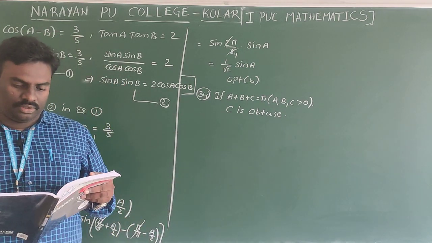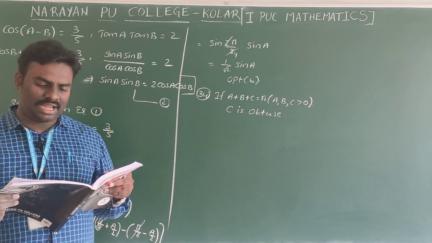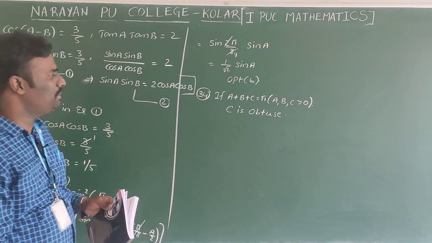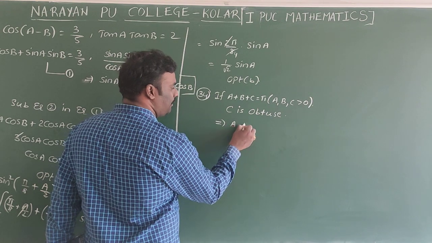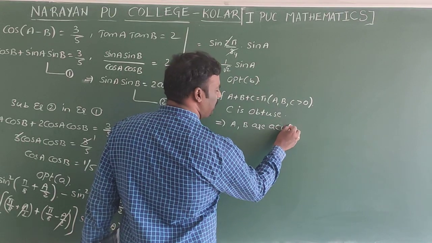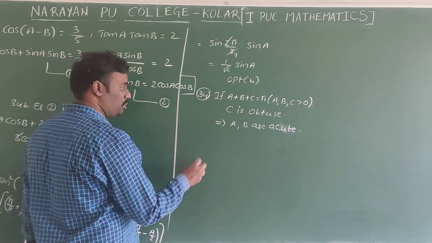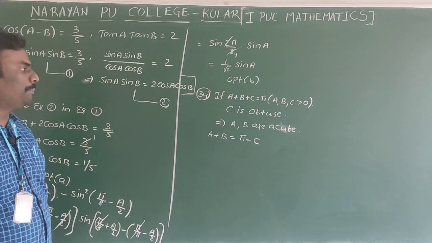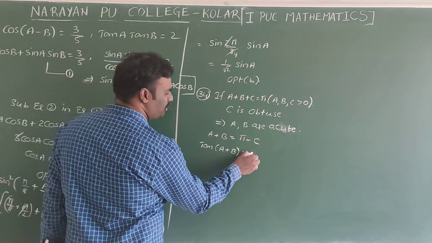Okay. Now, in this, we need to find the value of tan A tan B: greater than 1, less than 1, or equal to 1. Okay. Now, if C is obtuse, then A and B are acute angles. Now we got A plus B plus C equals pi. So I can write A plus B equals pi minus C. Apply tan on both sides. Tan of A plus B is equal to tan of pi minus C.